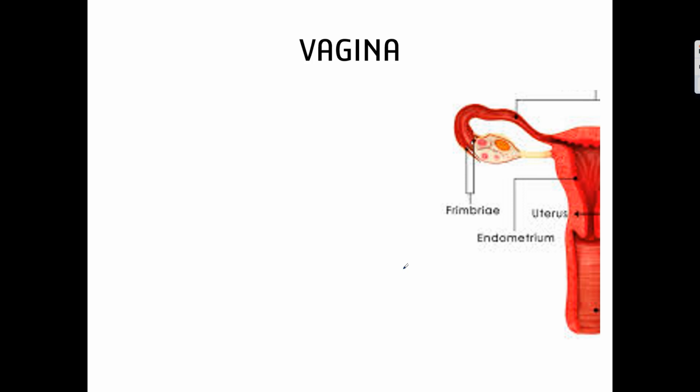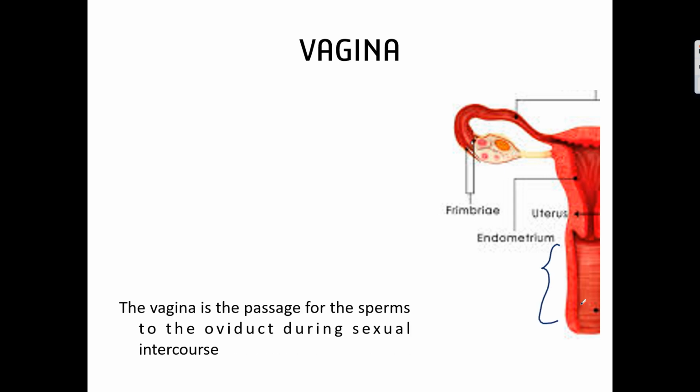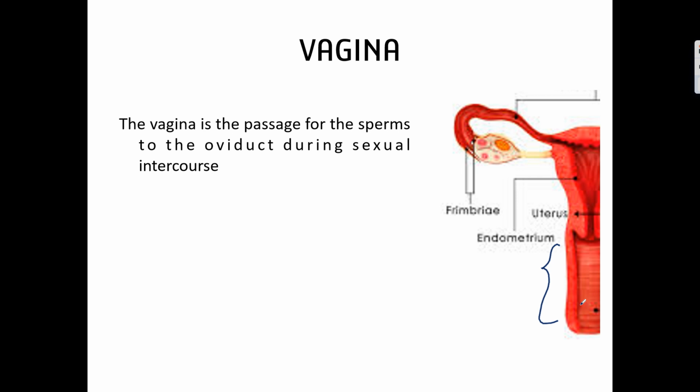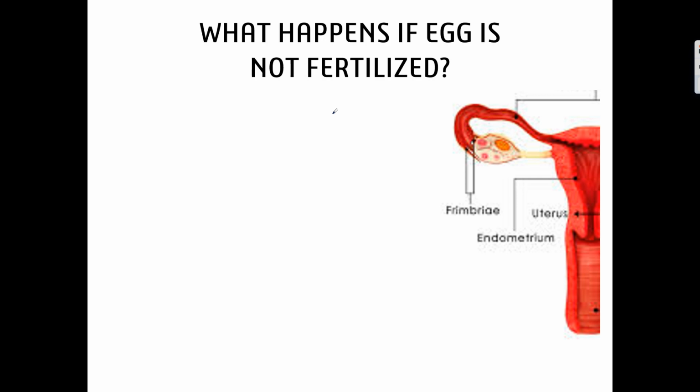Now let us talk about the vagina. This region is called the vagina. This is the passage for the sperms during sexual intercourse. This region will receive the sperms. Once the sperms are released, what happens? Fertilization happens, and then through the placenta it will receive the nutrients, or the nourishment. Then it will stay there for 9 months. Then because of the rhythmic movements, it will be released out of the body.